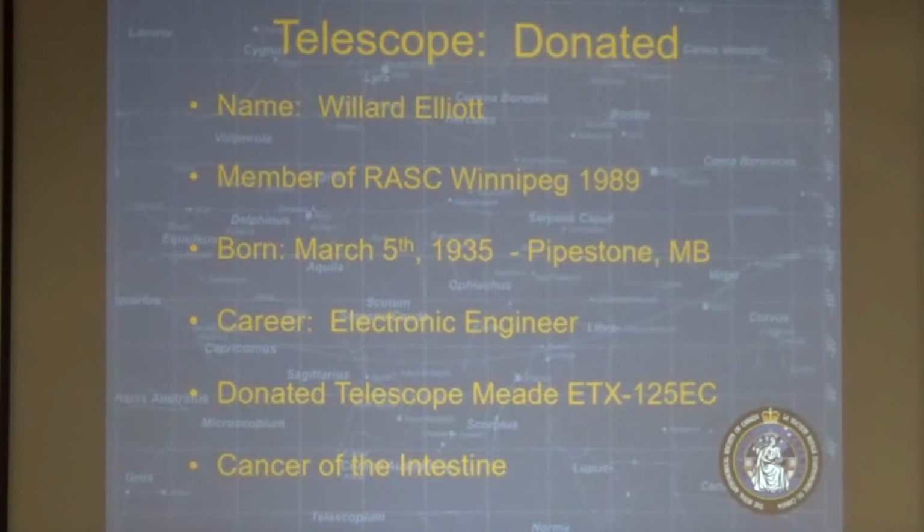He donated the Meade ETX 125, which is quite nice. It has a flip mirror, so you can look at the eyepiece or attach a camera to it. It is a go-to. I did get a chance to go through it all to see how it works, but he was really into his telescope. He's about 84 years old, and he has cancer. I haven't met the guy. I just met the power of attorney at Steinbach. I'll write up a little bio on him and include more pictures.